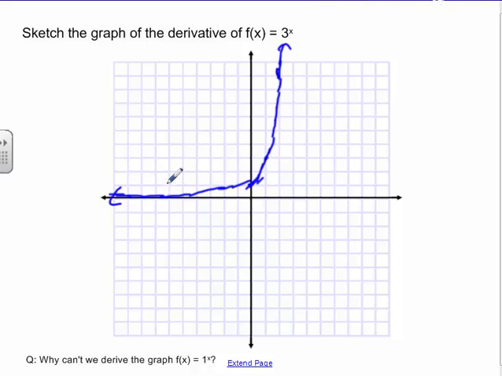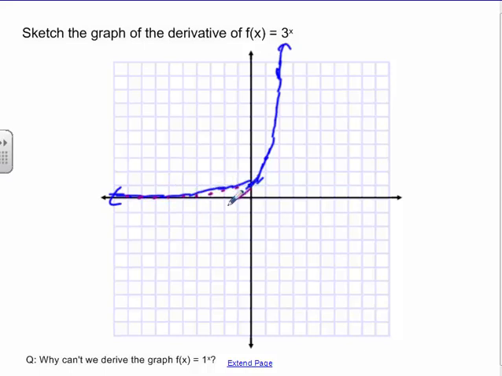Okay, so let's do the exact same thing here. Let's talk about what the derivative would look like. Well, again, as we take these points right here, the slope is essentially 0, right? So the slope is about 0, about 0, about 0. Oh, the slope is getting a little bit bigger. A little bit bigger. A little bit bigger.